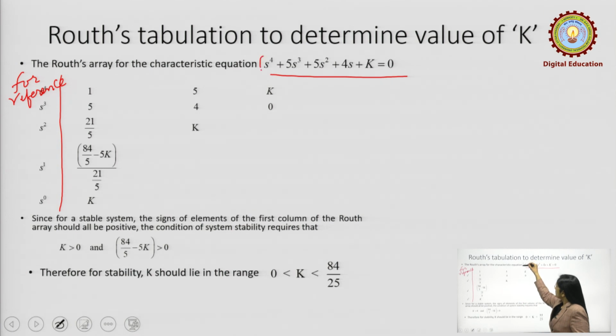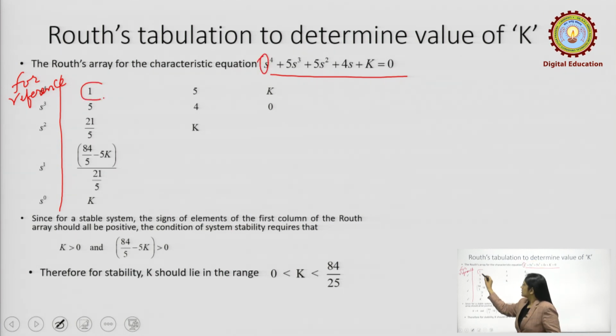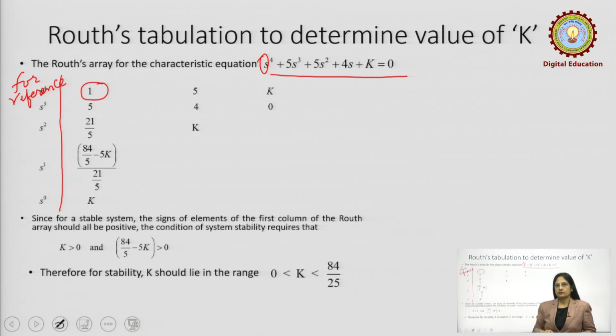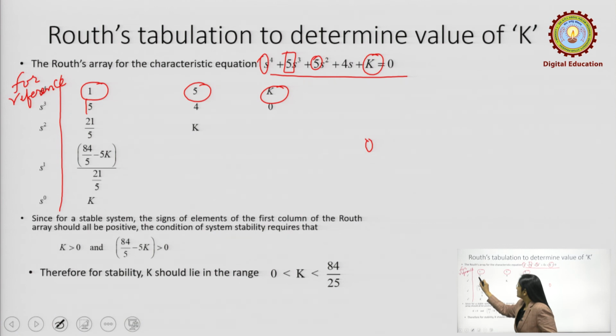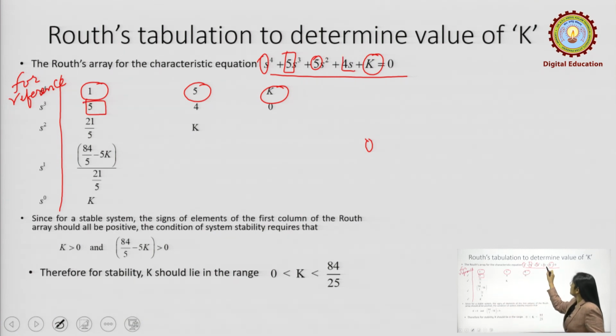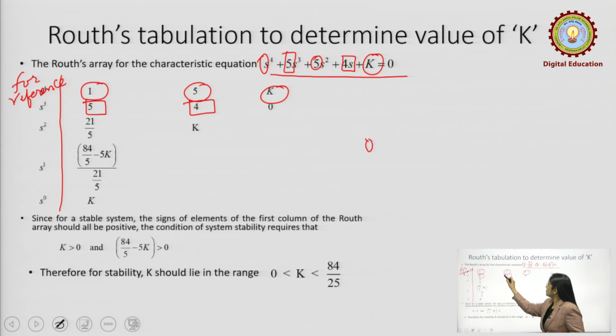We have put the coefficient of the highest order term here as the first element of the first row, and then 5 is placed here, k is placed here. What remains? 5, this is 5, 4, this is 4, and if you do not have any term, it could be 0 or left blank. It is that there are no coefficients ahead, so you can write it 0. So, this is the first step to form the first row and the second row of the Routh tabulation.